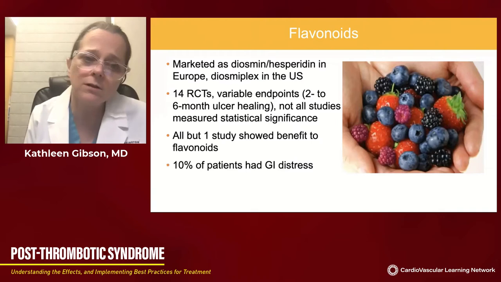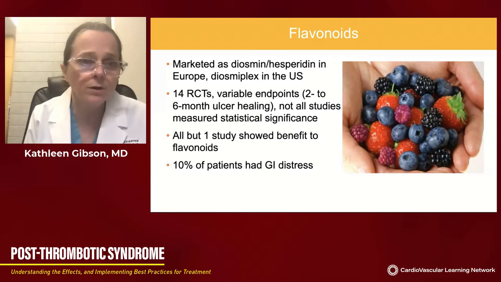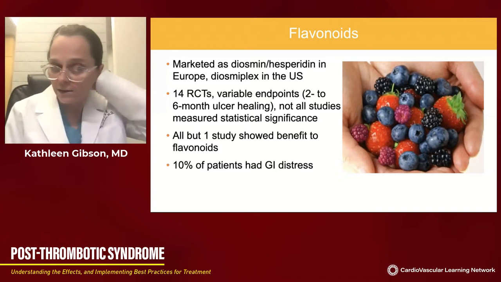Flavonoids, these have some really compelling data in Europe. There have been 14 randomized controlled trials, and all but one study showed a benefit to flavonoids. So in Europe, this is marketed as Daflon, diosmin hesperidin, and in the United States, Vasculera. And one of the problems with these is that some patients cannot tolerate them from a GI perspective. And at least in the United States, these are not inexpensive.